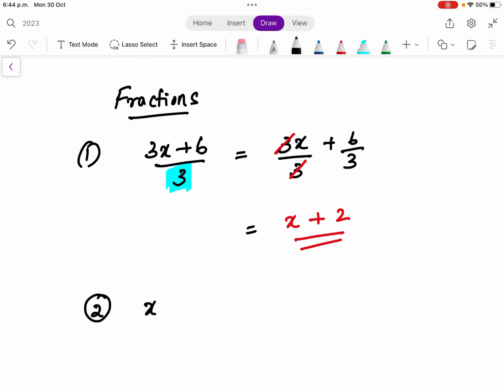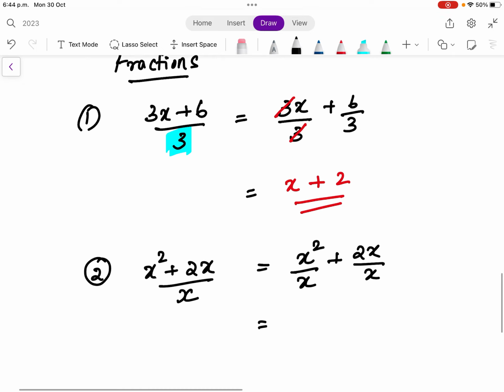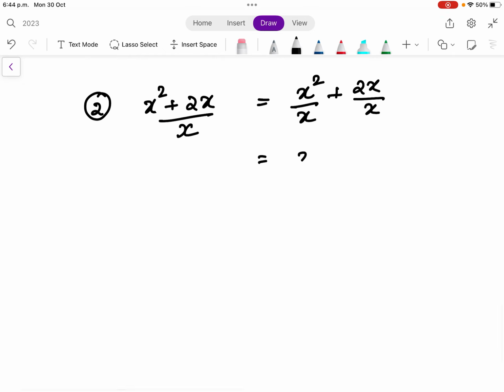Now going on to another level, (x square + 2x) by x. As I said, I can write it as x square over x plus 2x over x. In this case also the simplification will work, which is x square over x is nothing but x, and 2x over x will be 2. So the answer will be x plus 2.